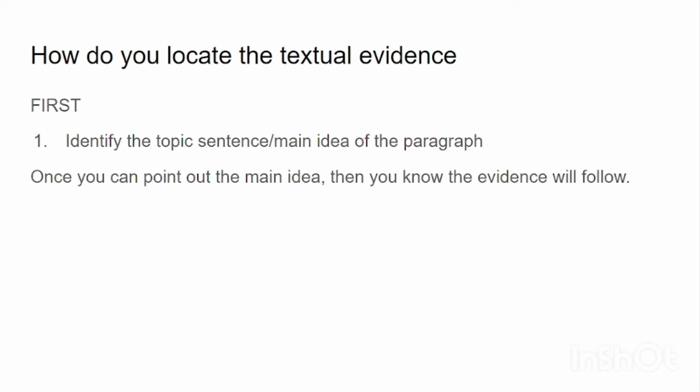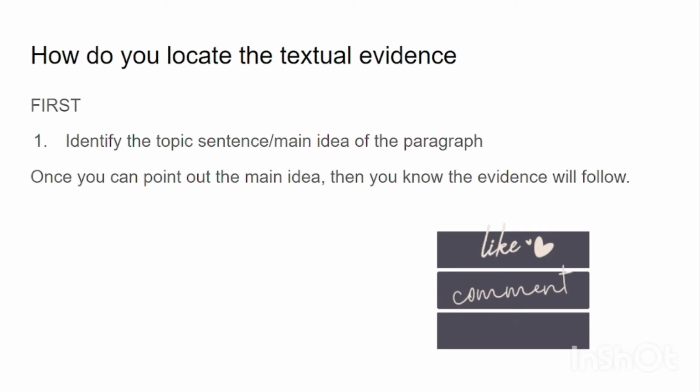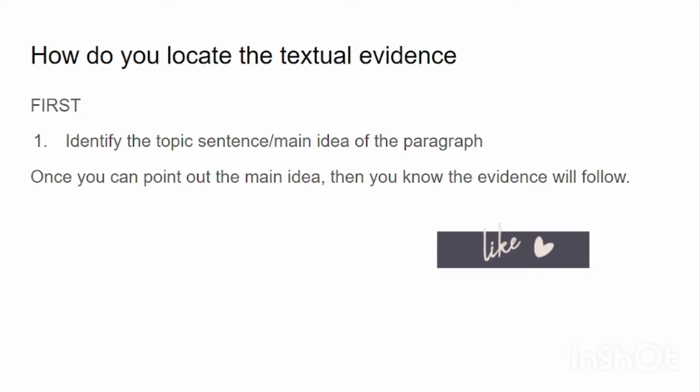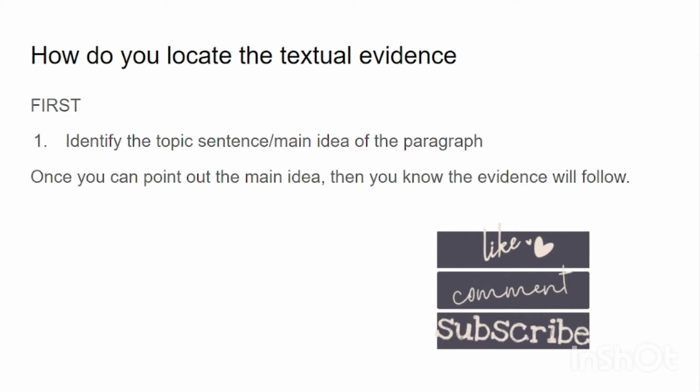Now, first, how do you locate the textual evidence? First you want to identify the topic sentence or main idea of the paragraph, right? In other words, what it is saying. Once you can point out the main idea, then you know the evidence will follow. Once the author gives you the main idea, they're going to have evidence that follows, or supporting details to back up what they are saying.